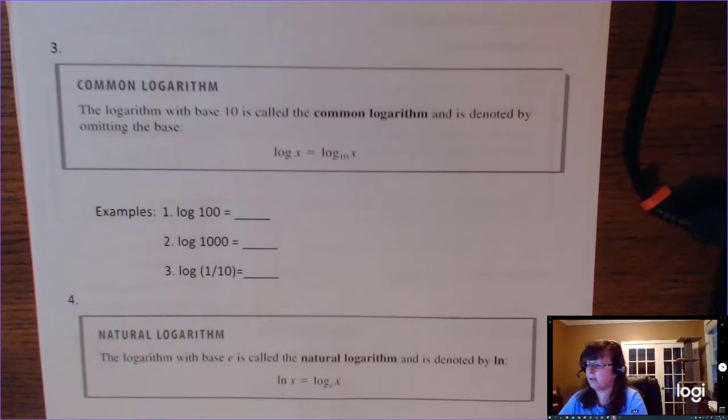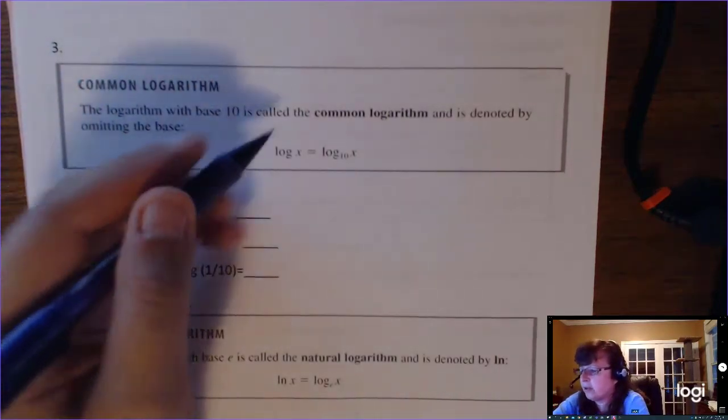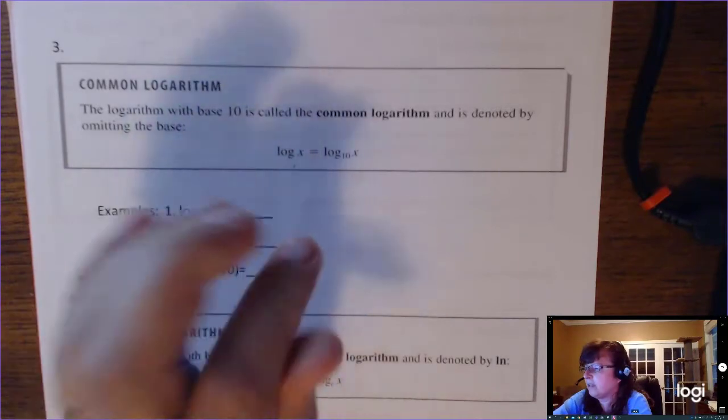Alright, common logs, again, this is review. A common log is a log with base 10, so if you don't see a base here, it's 10.